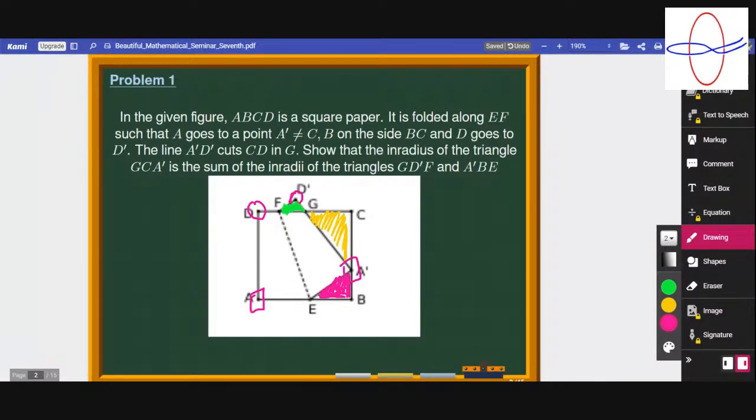I will give you 2 minutes to think about it, and then I will get back to you with the idea of the solution. Think about it. How can you link the circles, link the triangles, and the in-radius together? What's on your mind?